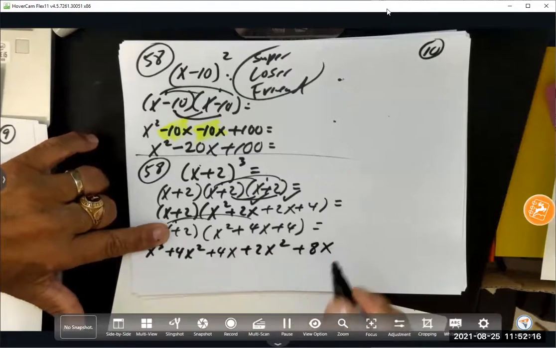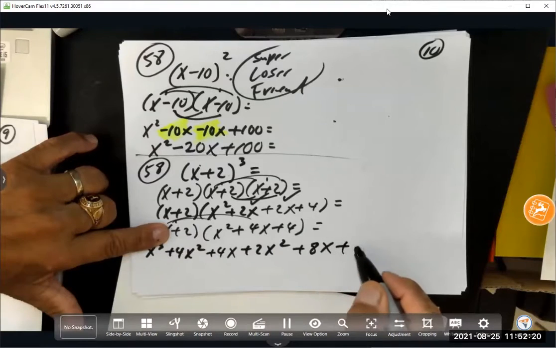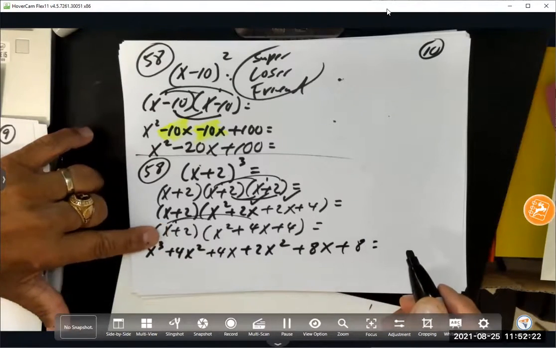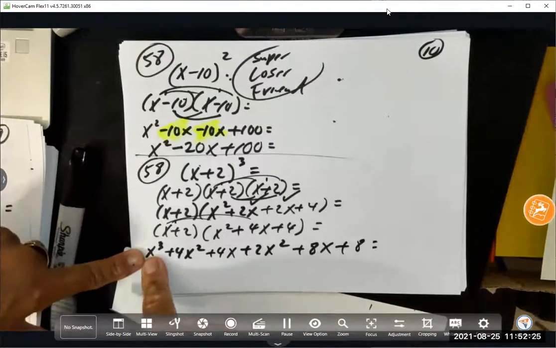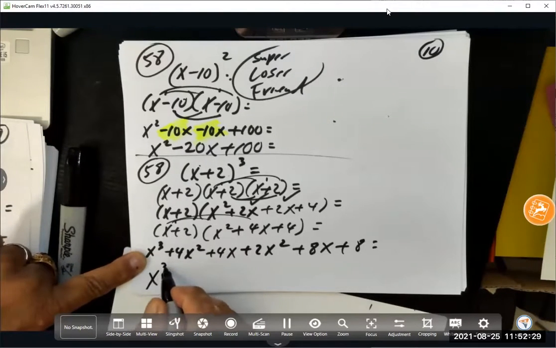And then the last one. 2 times 4. 8. All right. Now, remember, it has to be the same powers. I see a 3 power right here, right? You see any more? No. So that's it. That's the end of the story for that one.